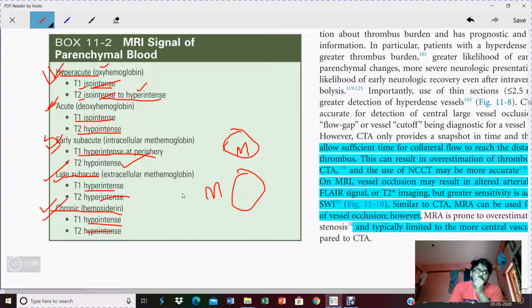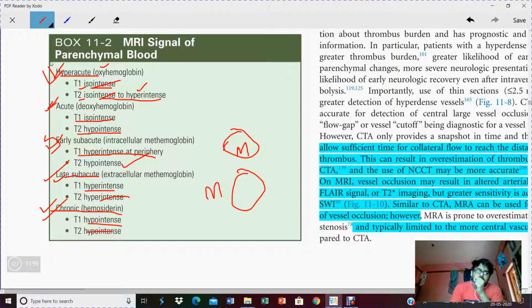So we will conclude that in case of T2, if there is oxygen, then it will produce the isointense or hyperintense. If there is no oxygen, either deoxyhemoglobin or intracellular methemoglobin, it produces the hypointense. When this methemoglobin is outside the cell, it produces the hyperintense.